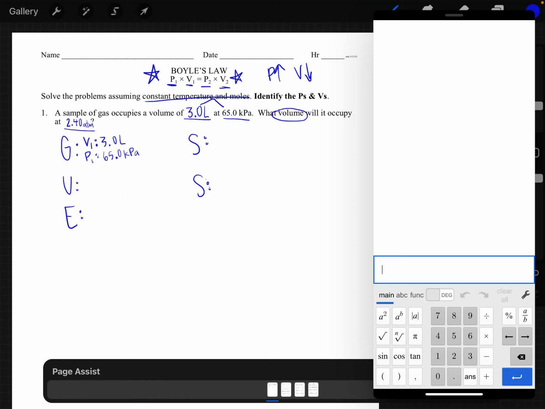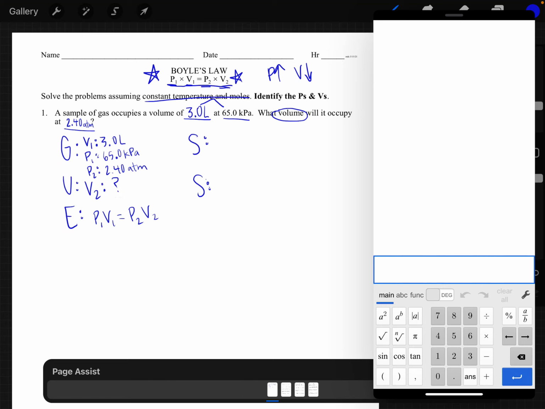I know that kilopascals is pressure because I just learned that. So kilopascals, atmospheres, and millimeters of mercury should be pressure. Okay, it says what volume, so they're looking for volume. So V2 is my unknown. Will it occupy at 2.40 atmospheres? Again, we know that atmospheres is also pressure, so P2 is going to be 2.40 atmospheres. So I see here I have 2 P's and 2 V's. And Boyle's law is the only equation I can use because Boyle's law has 2 P's and 2 V's.